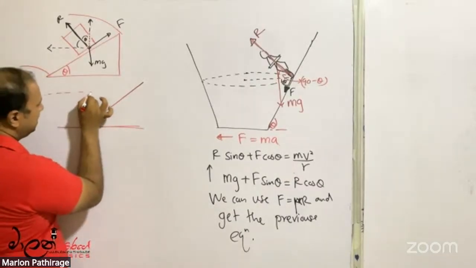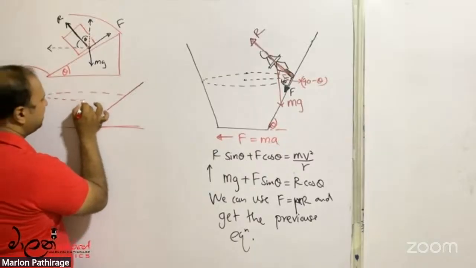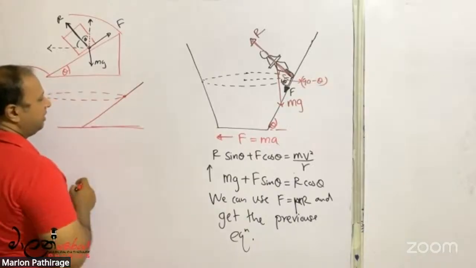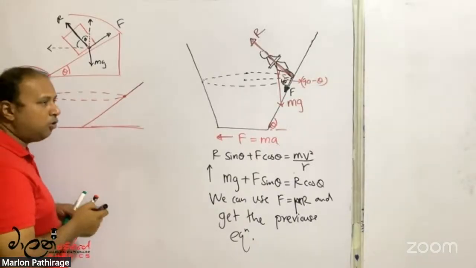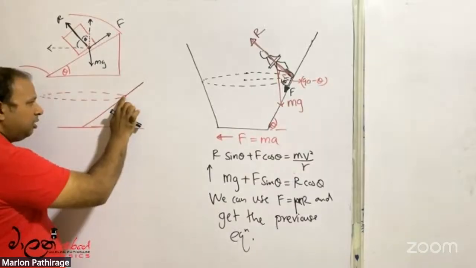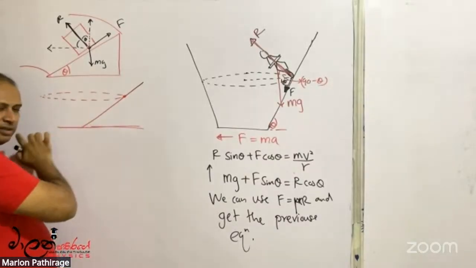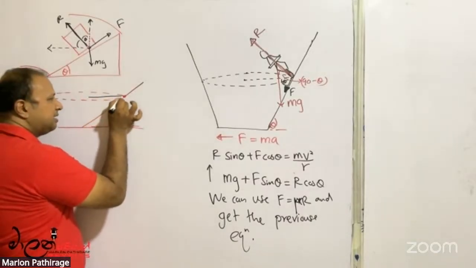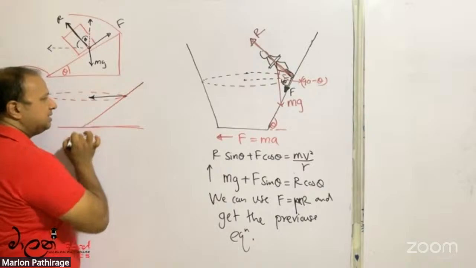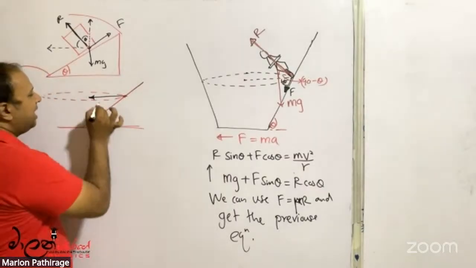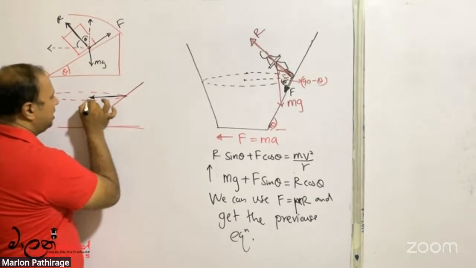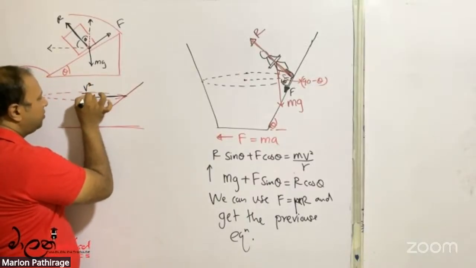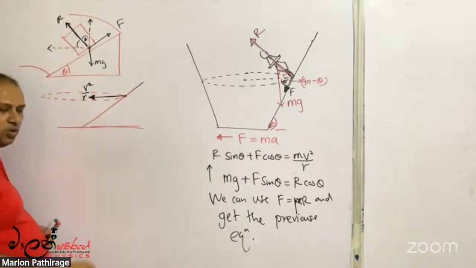Now you know this is our circle. Now here this is the vehicle. If this vehicle moves in this path, definitely there is an acceleration towards the center. Therefore, that acceleration is equal to V squared over R, towards the center.